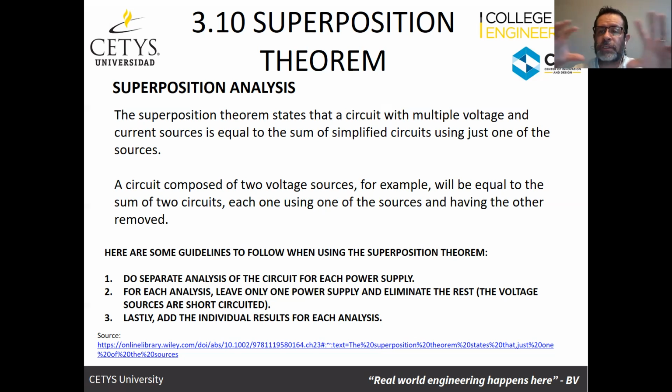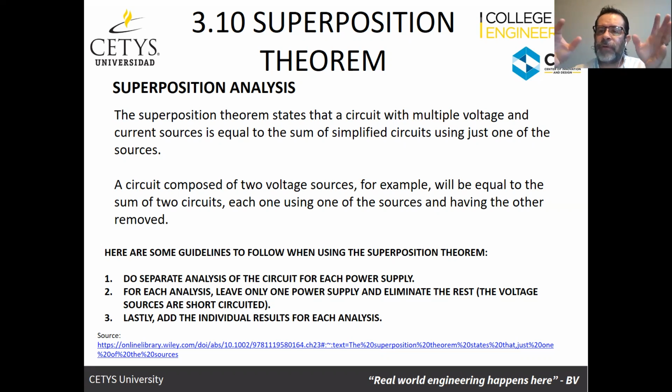So in circuit analysis, the superposition theorem states that a circuit with multiple voltage and current sources, so multiple sources of energy or power within the circuit, is equal to the sum of the simplified circuits using just one of the sources at a time, okay? Meaning that if I have a circuit that has two voltage sources, and I want to see the different currents and voltages in the circuit, I can first analyze the circuit with one power source and take note of the components, the results and the effects. Then I can analyze the circuit with the other power source, take notes of the effects and the variables, and then just add them up. That's going to be the resulting effect. So this can be used for circuit analysis.